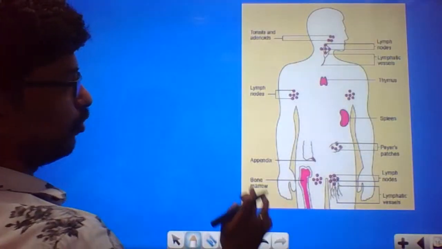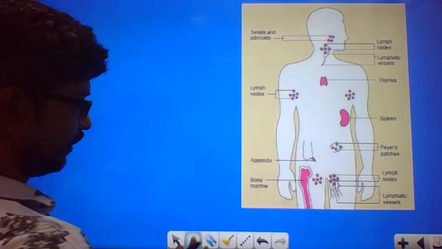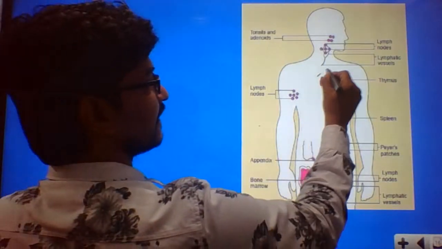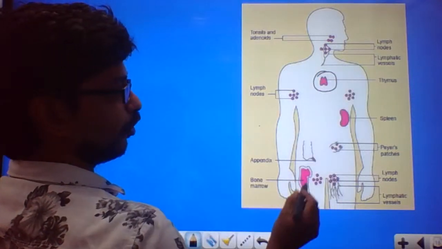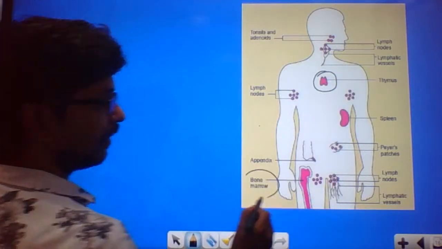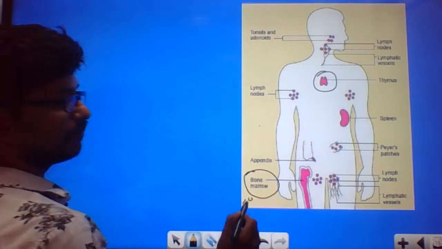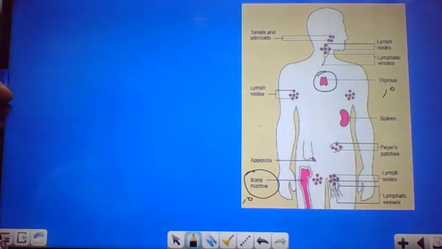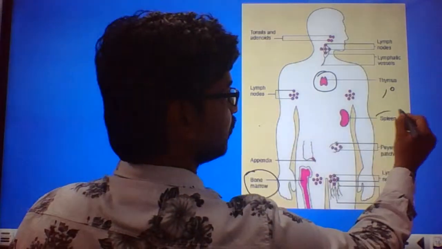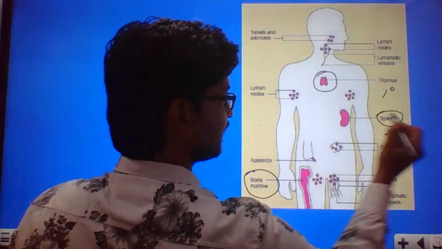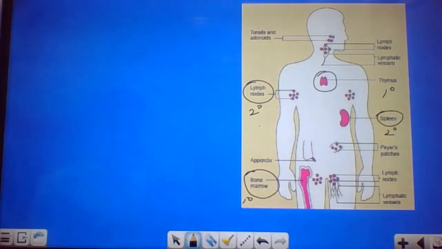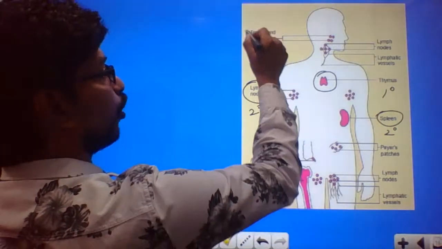Before going with the bone marrow, I'll just point out what other lymphoid organs are present in your body. You could see this is thymus. Thymus is the primary lymphoid organ, and bone marrow is also a primary lymphoid organ. And we have the spleen over here, which is a secondary lymphoid organ. Lymph nodes are again secondary lymphoid organs.